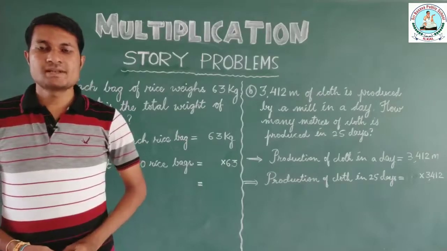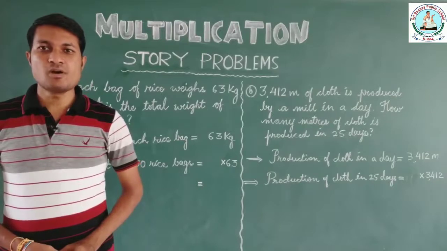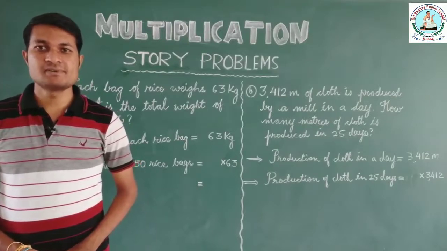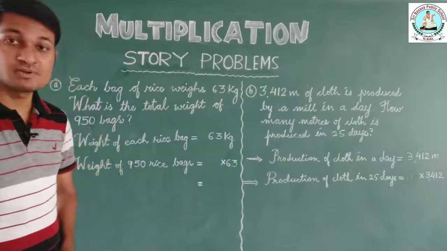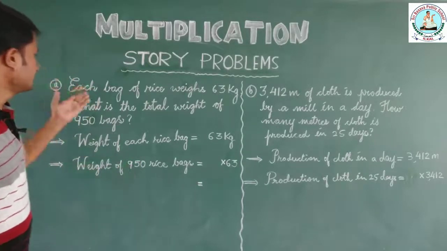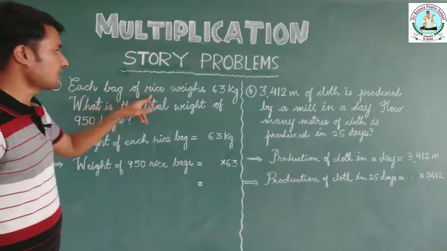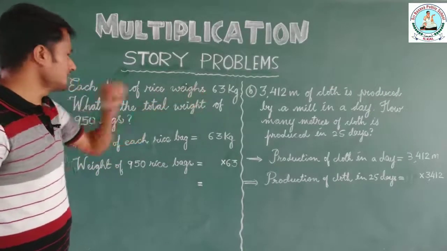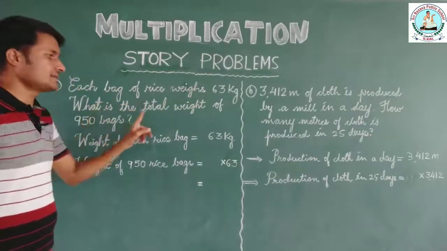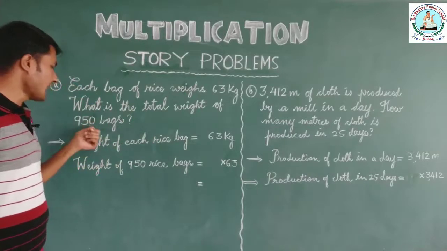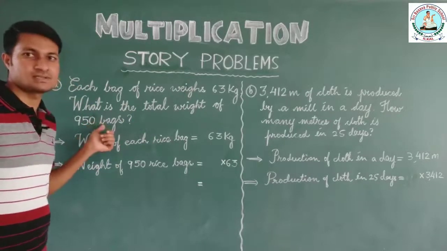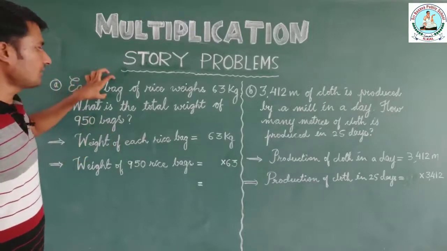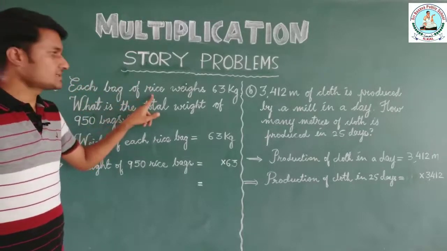Well students, so let us solve the story problems on multiplication of 4-digit numbers by 2-digit numbers. So your first story problem on page number 39 is this one. Each bag of rice weighs 63 kg, then what is the total weight of 950 such bags? See here, the weight of each rice bag is how much?